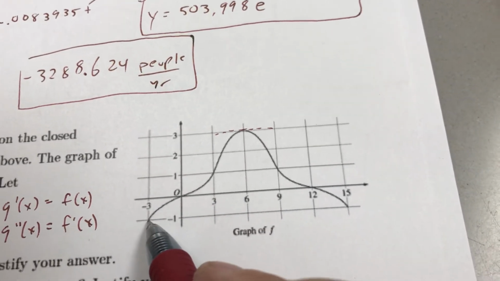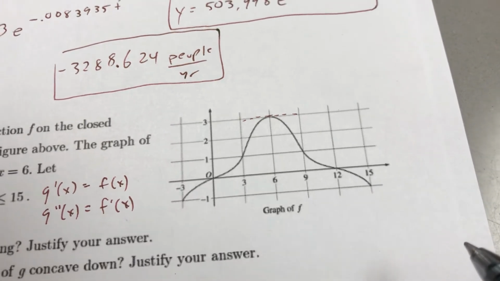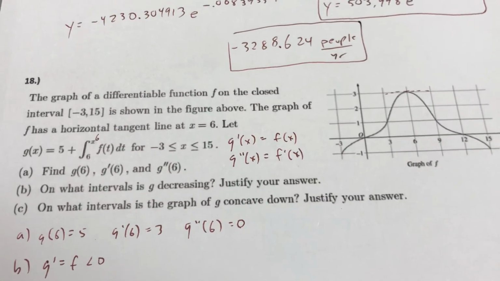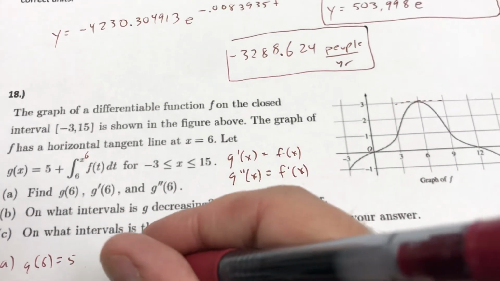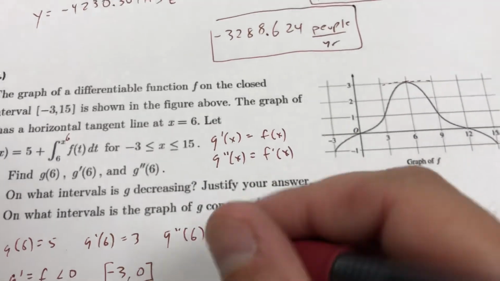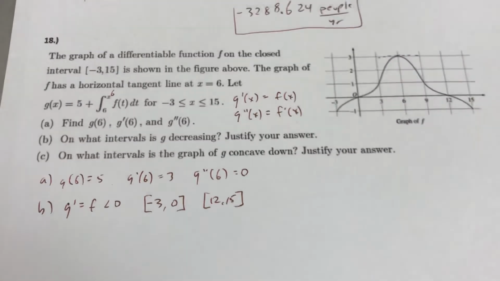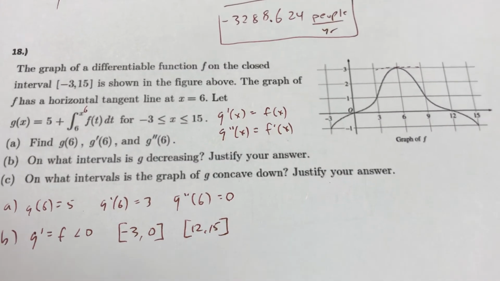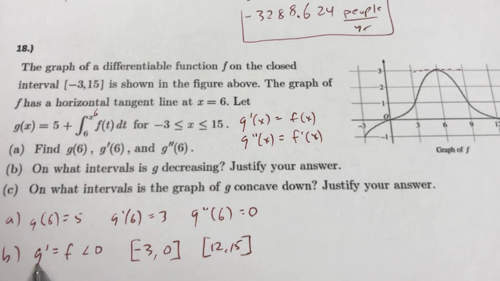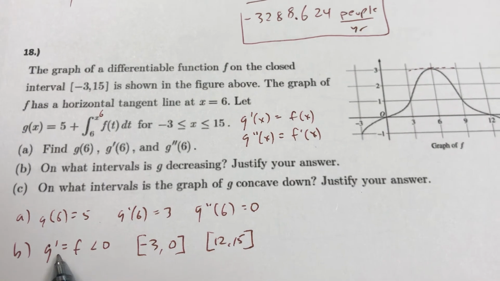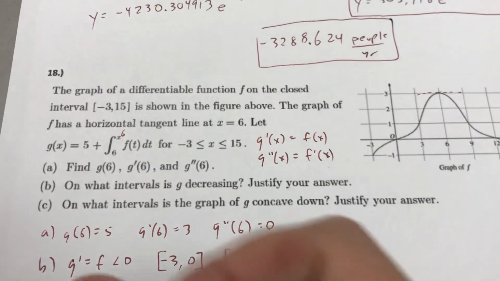f is less than 0 from negative 3 to 0. f is less than 0 between 12 and 15. So we're going to say basically between negative 3 and 0, and between 12 and 15. And that's all that's going on there. The justification would be basically that function g is decreasing when g prime equals f is less than 0. You should probably say that in a sentence, but I'm not going to write that up for purposes of the video.